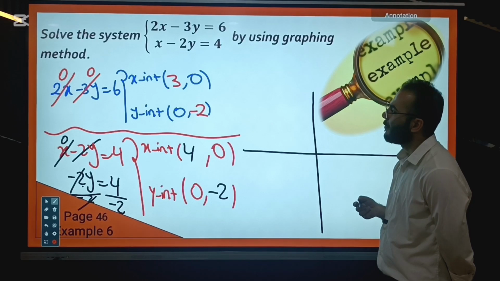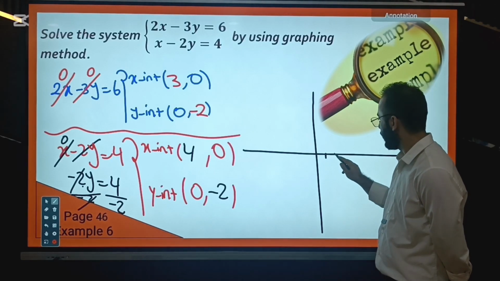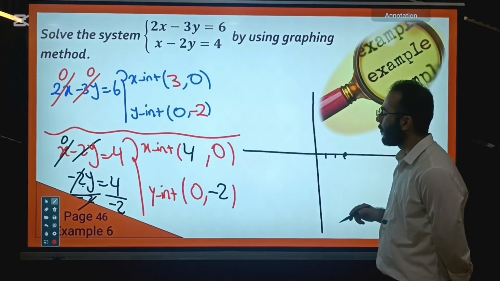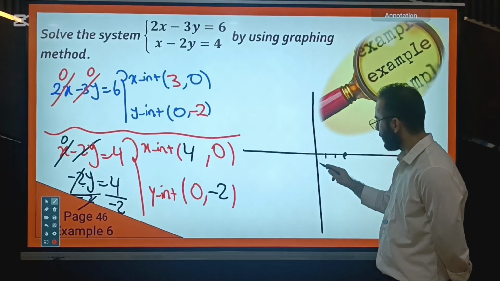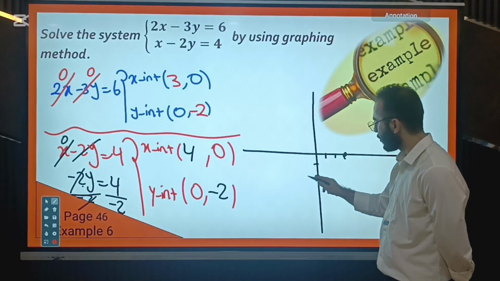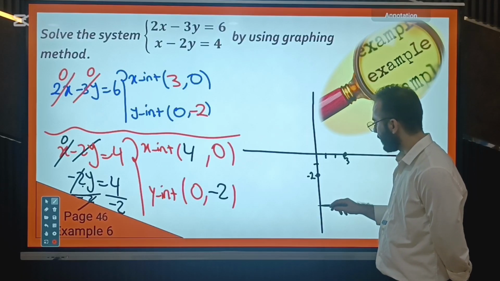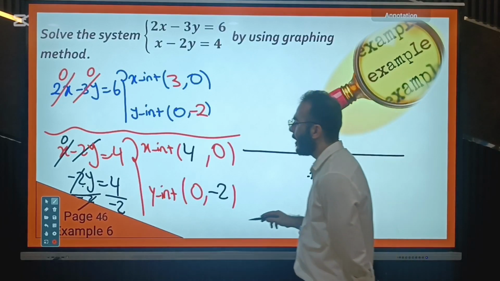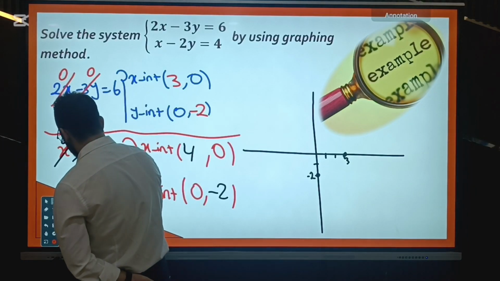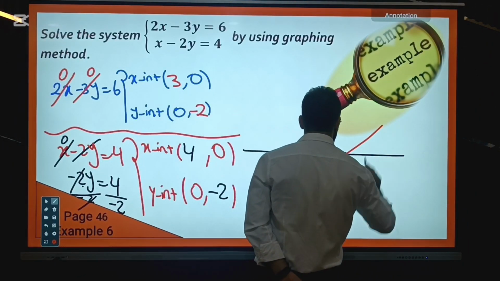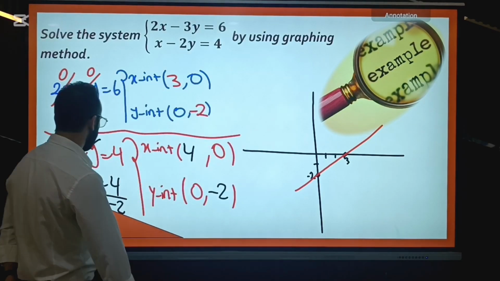Well, for the first graph, we have 3 and 0. So 1, 2, 3. Here is the point. 0 and negative 2 for the y-intercept. 0 and negative 2. Negative 1, negative 2. So here is negative 2 and here is 3. So here is the second point. Now, I want you to match them to see the graph. So here is the first graph.